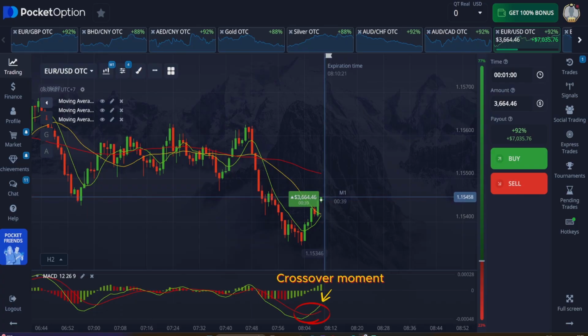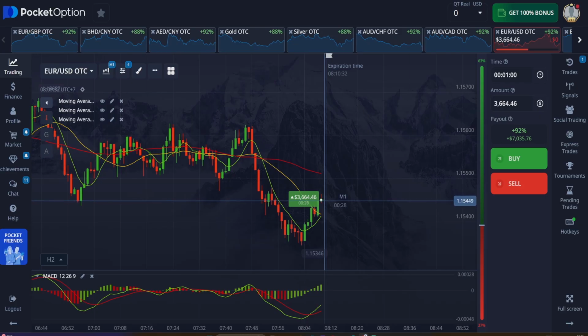Second, at the same time, the MACD has formed a bullish crossover as well, with the main line crossing above the signal line and the histogram shifting from negative into positive territory. This combination strengthens the analysis that bullish momentum is not just temporary, but is actually building with conviction. When two different indicators confirm the same direction, the probability of success for the entry becomes much higher.